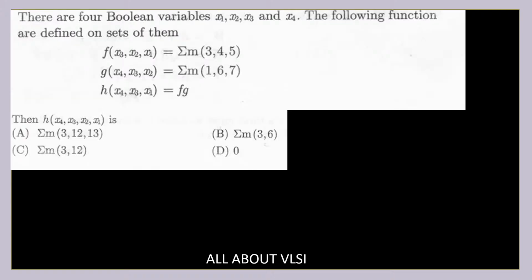Basically there are four Boolean variables x1, x2, x3, and x4. The following functions are defined on the sets of them, where f of x3, x2, x1 is this, and g of x4, x3, x2 is this, and h of x4, x3, x2, x1 is f into g. Then we need to find out what h of x4, x3, x2, x1 is. This is what we need to find. So try to find it out.